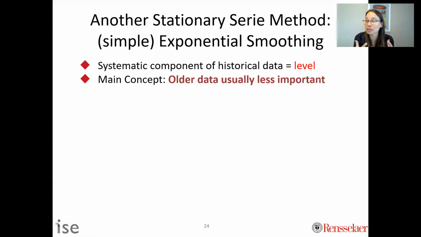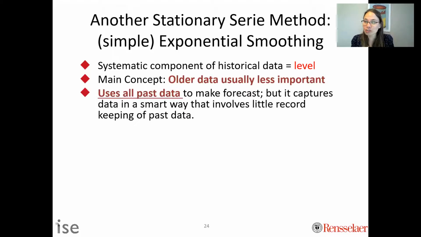The main idea here is that older data is usually less important. I want the historical data that's closest to me to have more weight than something really, really far in the past. This approach actually uses all historical data that you have to make the forecast, but it does it in kind of a cunning or smart way. So it doesn't seem like you're keeping track of a bunch of stuff. The equations are relatively simple, but that's because of the smartness that it's capturing. I want to emphasize we do use all historical data. We're capturing that in our forecast, but we are giving more weight to things that happen more recently.